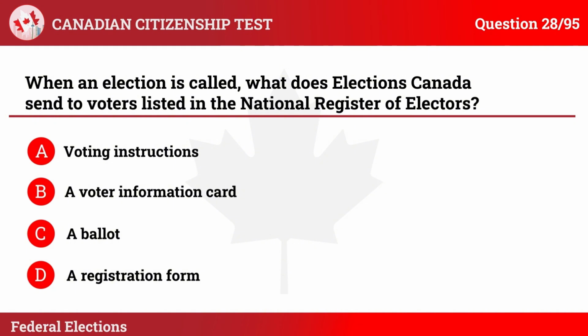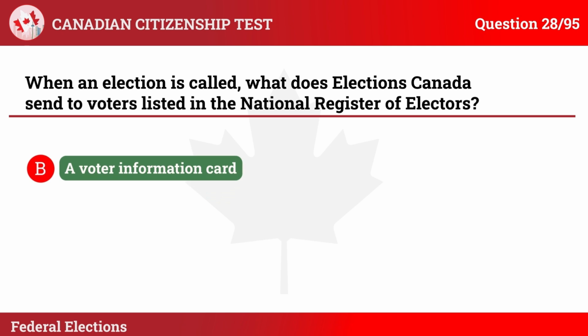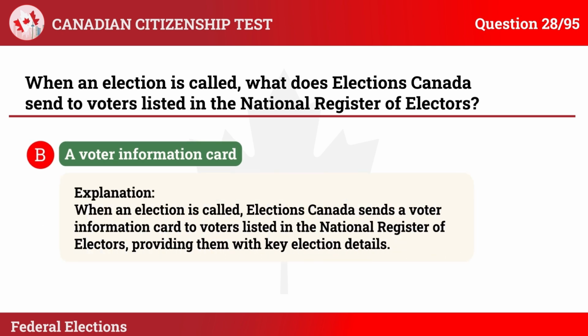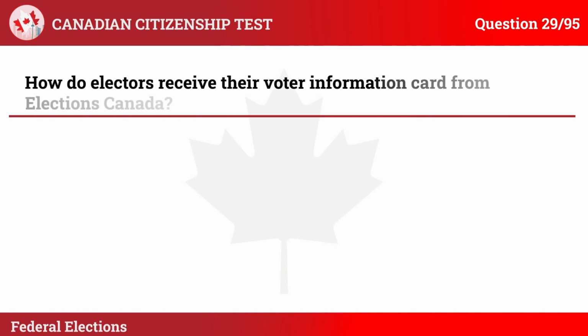The correct answer is B. A voter information card. Explanation: When an election is called, Elections Canada sends a voter information card to voters listed in the National Register of Electors, providing them with key election details. Question 29. How do electors receive their voter information card from Elections Canada?